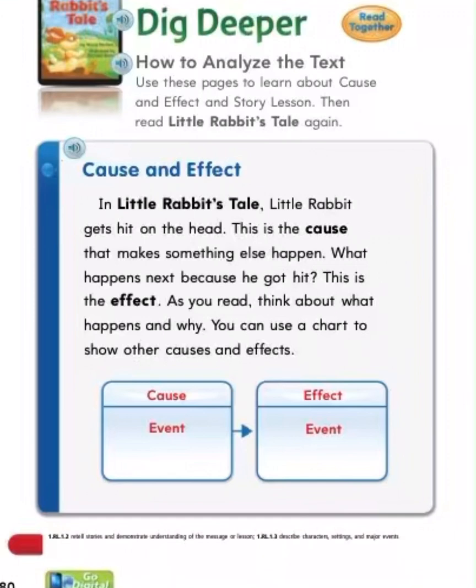Cause and effect. In Little Rabbit's tale, Little Rabbit gets hit on the head. This is the cause that makes something else happen. What happens next because he got hit? This is the effect. As you read, think about what happens and why. You can use a chart to show other causes and effects.